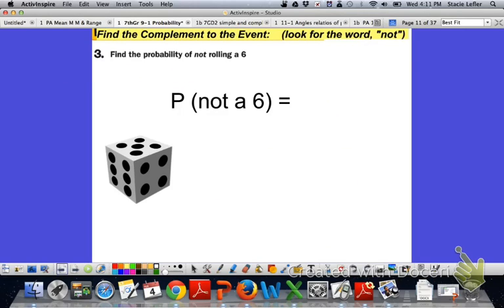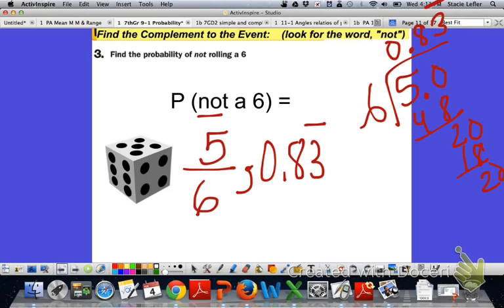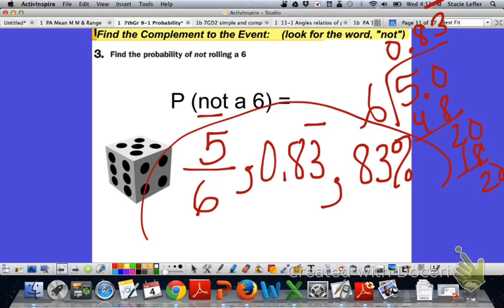So to find the probability of not rolling a 6, I think about, well, okay, how many numbers on that dice are not a 6? That'd be 1, 2, 3, 4, and 5. So there's 5 numbers that would be successful out of 6 total. And then we're going to divide 5 by 6 to get our decimal. And the decimal would be 0.83 with the 3 repeating. We move our decimal 2 places to the right to change it to a percent, and it's 83% or 83.3%. There is the probability of getting a number that's not a 6.